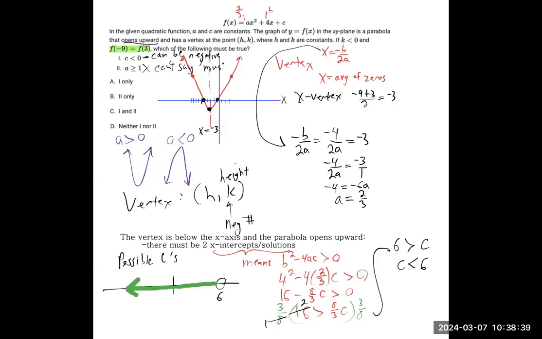In math, the word must is a really important word. It means that we know for a fact this is going to be the case. We know for a fact that c is going to be less than 6, but we don't know for a fact it's going to be negative. So neither of these things are true.